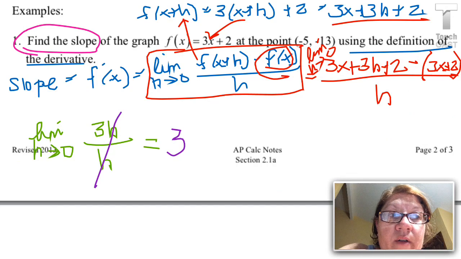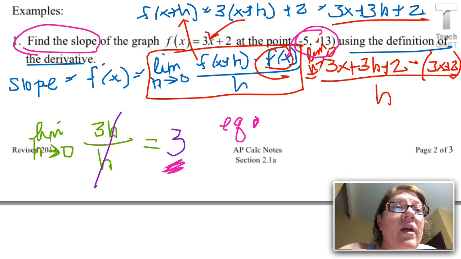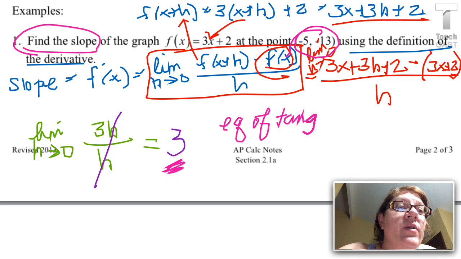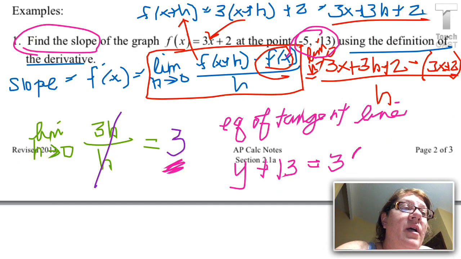What if I want the equation of the tangent line? Well, we said in order to write the equation of a line, we need a slope, found it, and a point, given it. So now we can write the equation of the tangent line using point-slope form, which would look like y minus negative 13, so that'll be y plus 13, equals my slope, which is 3, times x minus negative 5.